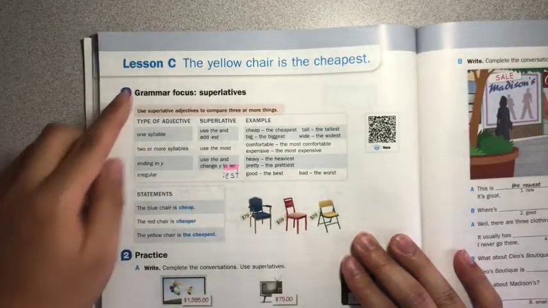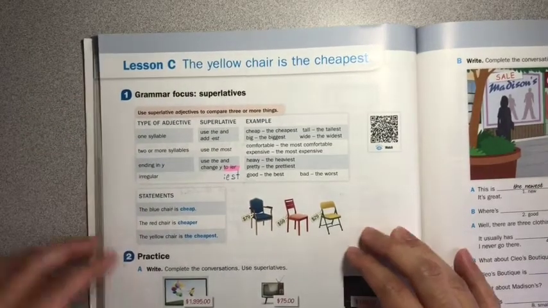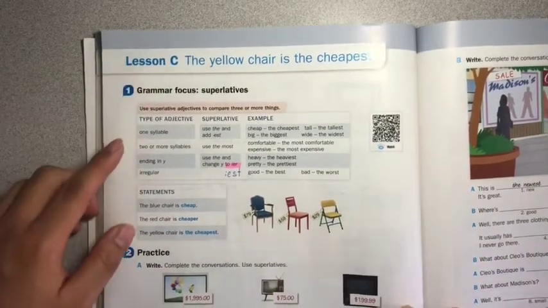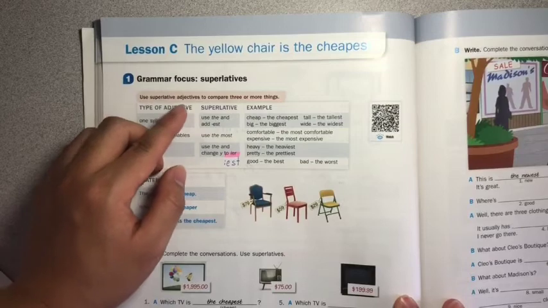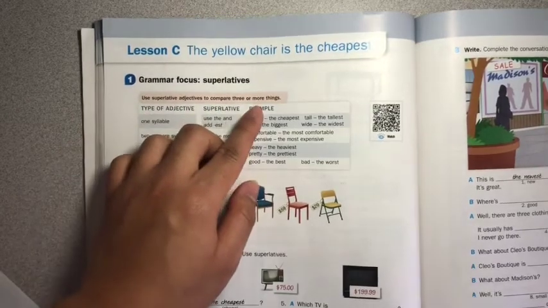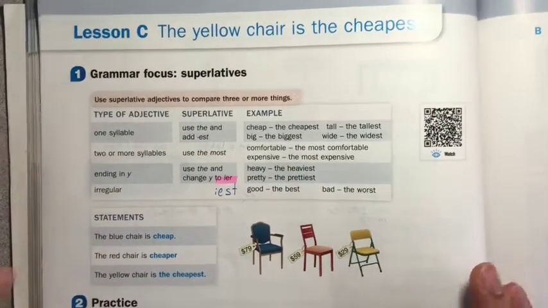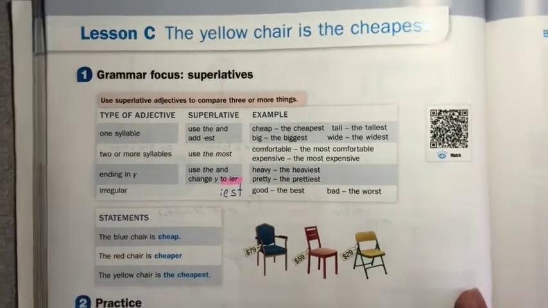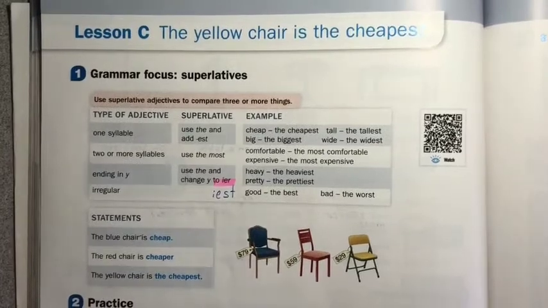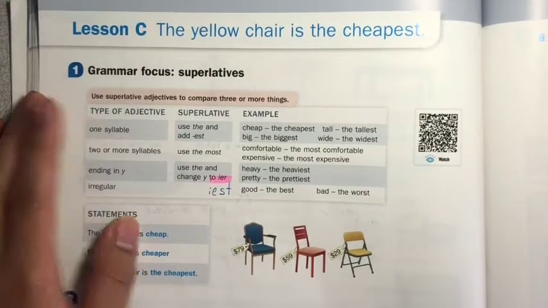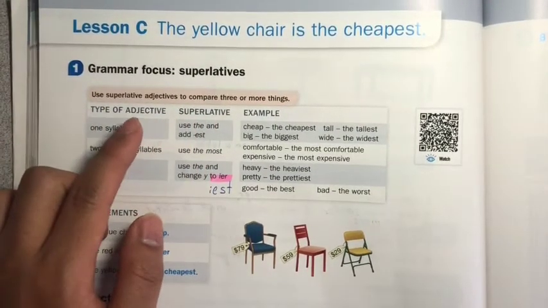Okay, let's start Lesson C. In Lesson C, we're talking about comparing 3 or more things. So we're talking about which one is the most, not just more, the most. So we want to find out which one has the most of whatever adjective we're talking about.